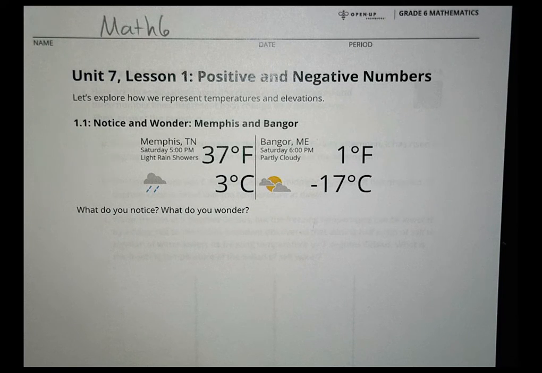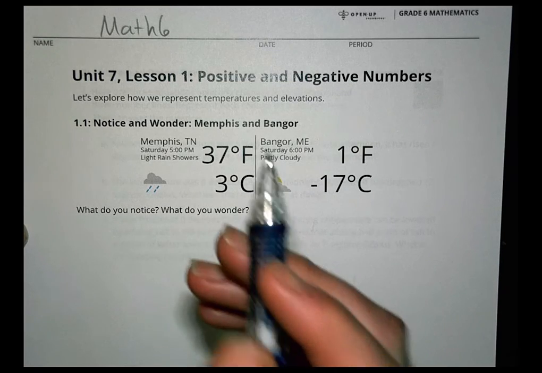Hey, this is Math 6, Unit 7, Lesson 1, Positive and Negative Numbers. So we're going to be looking at this next unit about positive and negative numbers and talking about rational numbers and how those all work together today, or the next couple lessons I should say.